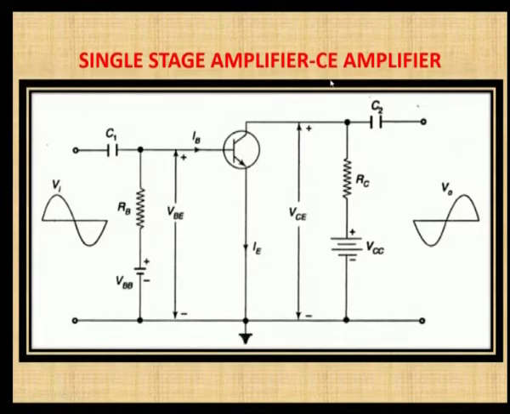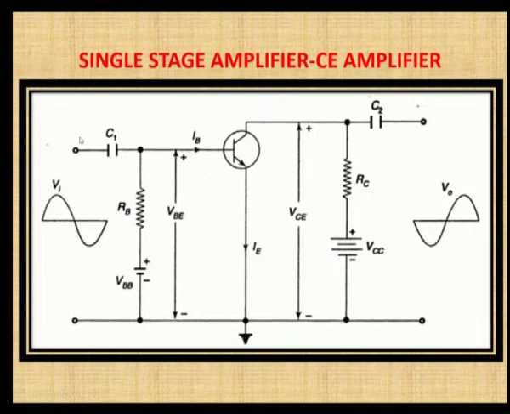In the single stage amplifier, in common emitter configuration, when you see the circuit diagram, the base terminal is the input terminal and the collector terminal is the output and emitter is the common terminal. Since this is the emitter configuration, emitter is common to both the input junction as well as the output junction.